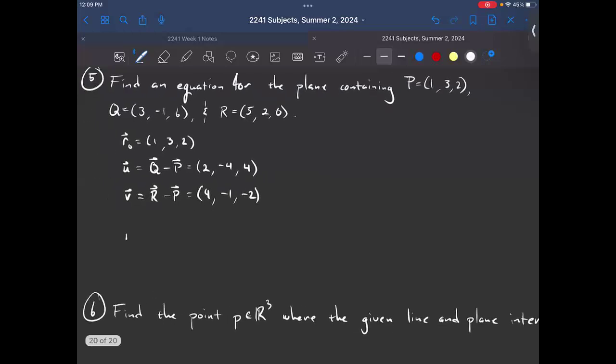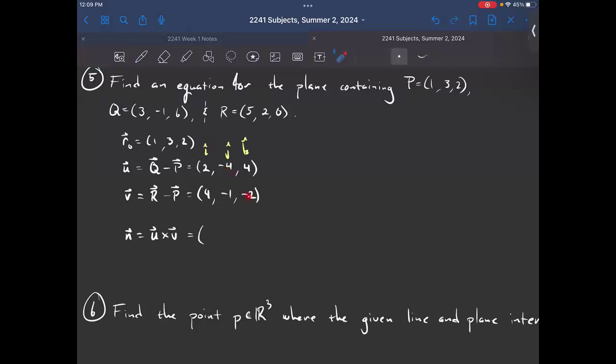And remember, the normal is the cross product of the 2, U cross V. So we have 2, -4, 4, and 4, -1, -2. They're already written in sort of a nice way. So I'm just going to put my I, J, and K directly above them and compute the coordinates of the cross product directly from there.